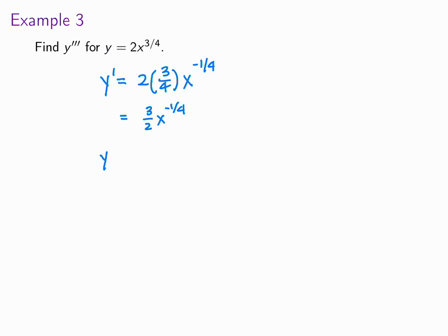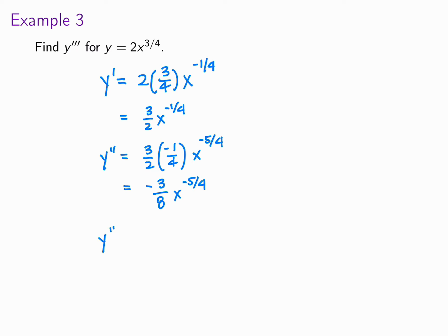So now let's find y double prime. Multiplying again, we'll have 3/2 times a negative 1/4. You can do that together, go ahead and do it, or you can write them out and multiply later. It's up to you. X, now I need to subtract 1, so I'll be at negative 5/4 now. Think about subtracting 4/4 from the negative 1/4. And we'll take a step to clean up: negative 3/8 x to the negative 5/4.